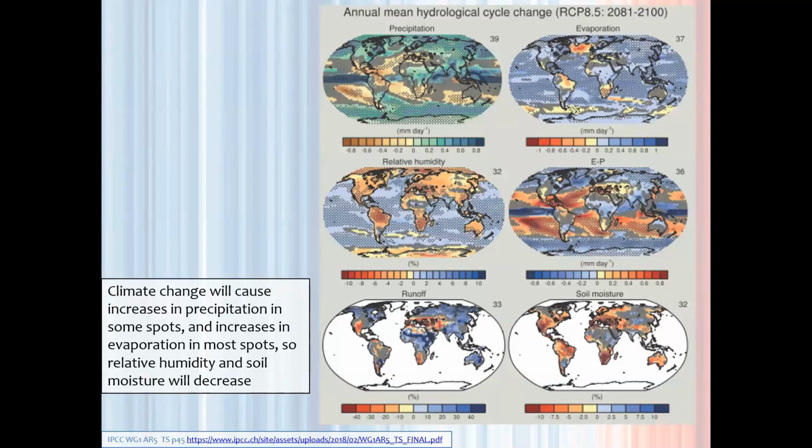So what's going to happen with precipitation? Because we talked about how temperature is going to change, not evenly across Earth's surface, but what about precipitation? Well, it's going to cause increases in precipitation in some spots. It's also going to cause increases in evaporation in most spots because it's going to warm up pretty much everywhere. So on average, we expect relative humidity and soil moisture, things that are important for crops, will decrease pretty much everywhere. So that's what we see in this here, right? We might have some soil moisture increases in a couple of areas, but for the most part, it's going to be decreases.